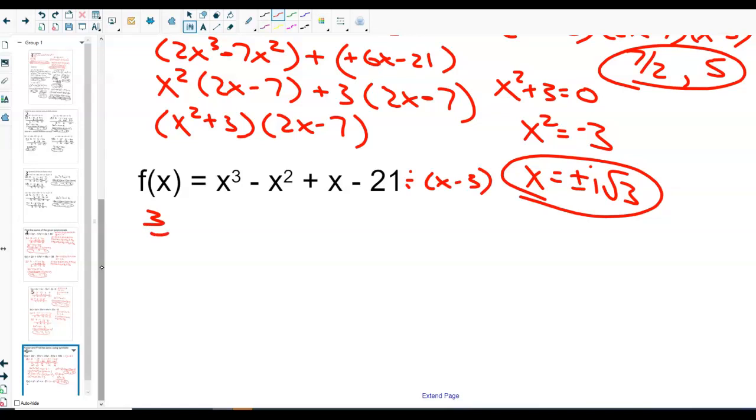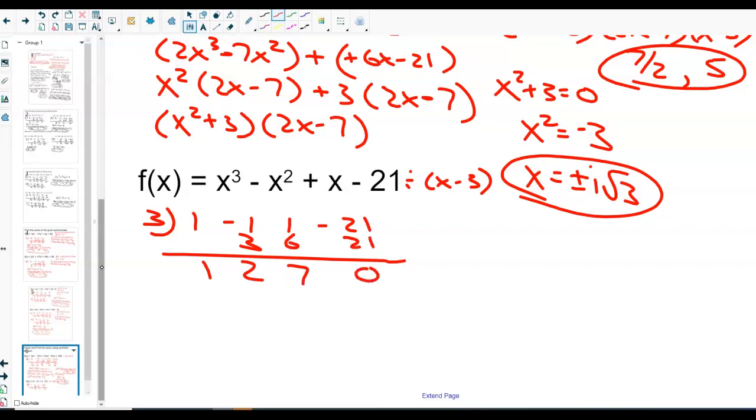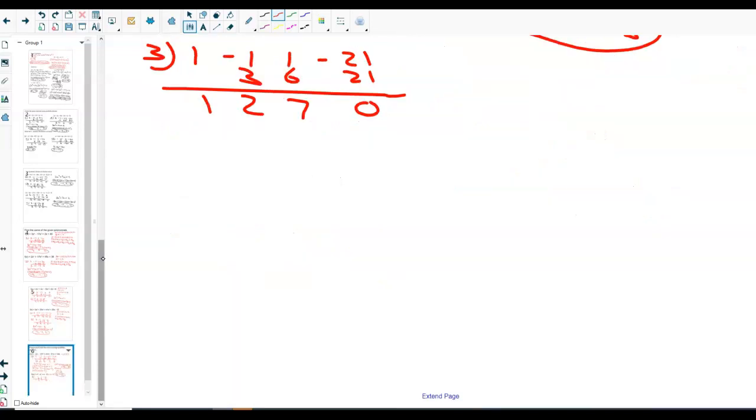So we're going to put 3 in the box, 1, negative 1, 1, negative 21. Drop the 1, we get 3. 2 times 3 is 6, we get 7. 7 times 3 is 21, and we get 0. So one of my factors is x minus 3. So therefore, for zeros, 3 is one of them. The problem becomes I can't factor x squared plus 2x plus 7.